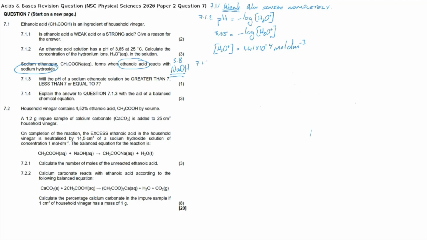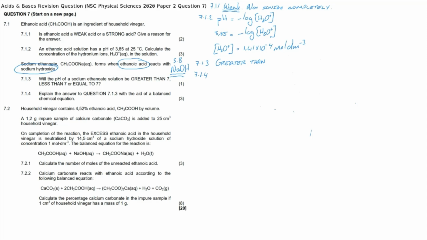And a basic solution is always going to have a pH that is greater than 7. We know that bases have pHs greater than 7, usually between 7 and 14. So because this is a reaction between a weak acid and a strong base, the pH of the resulting solution is going to be greater than 7, or it is going to be a basic solution. Question 7.1.4 asks us to explain the answer to 7.1.3 with the aid of a balanced chemical equation.